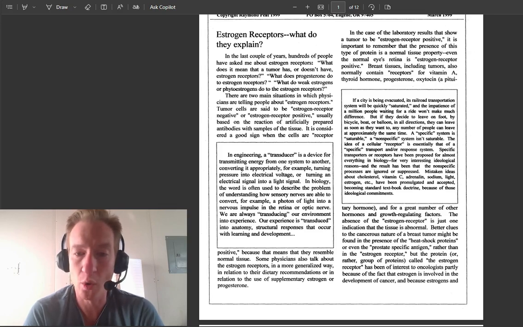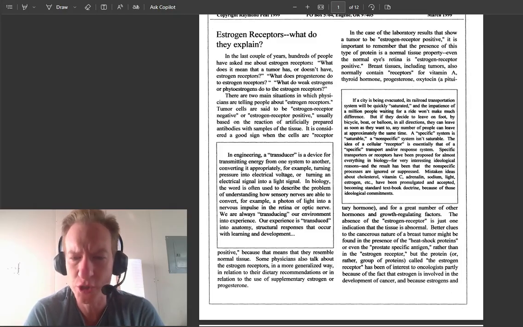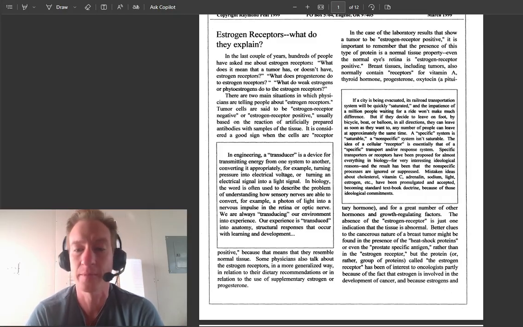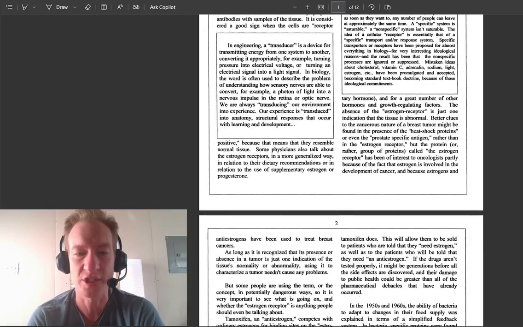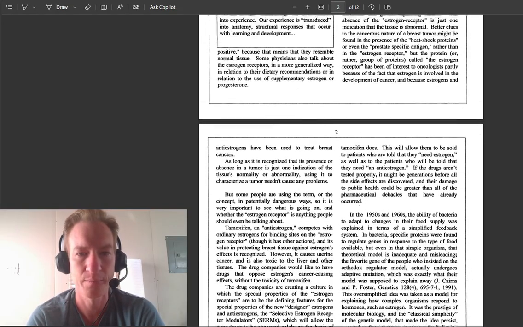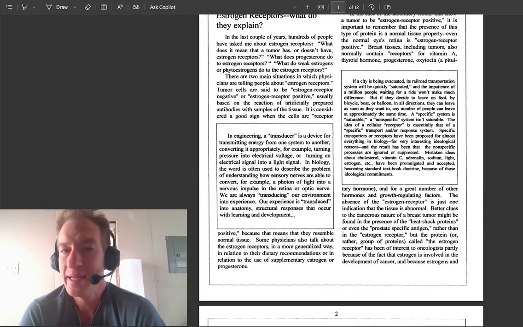But the protein, or rather group of proteins, called the "estrogen receptor" has been of interest to oncologists partly because estrogen is involved in the development of cancer, and because estrogens and anti-estrogens have been used to treat breast cancers. And I'm going to run back up here to read this other excerpt, and it goes like this.